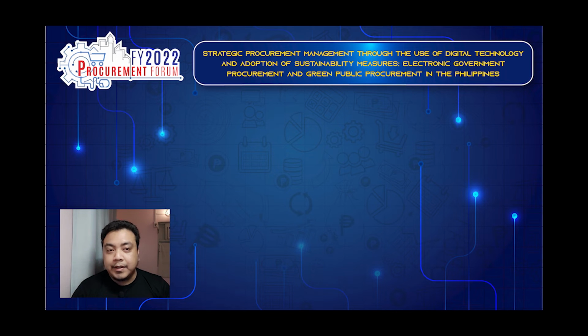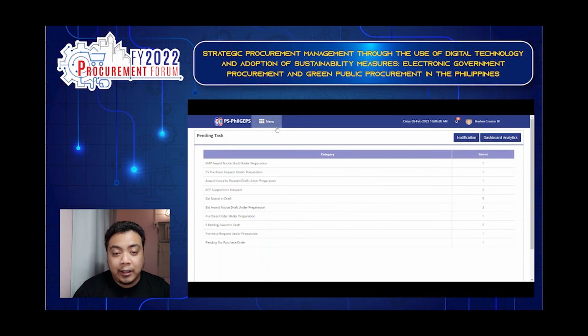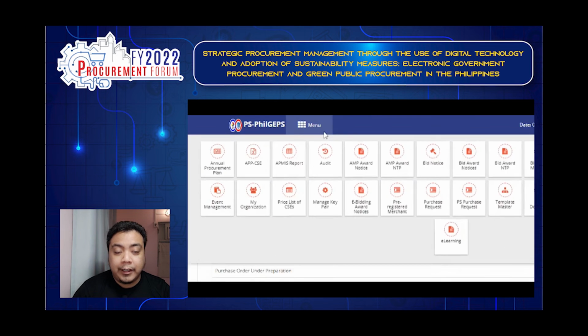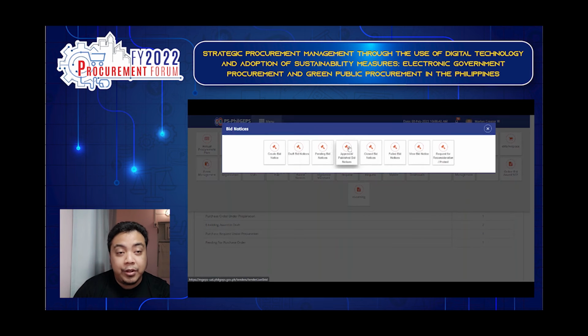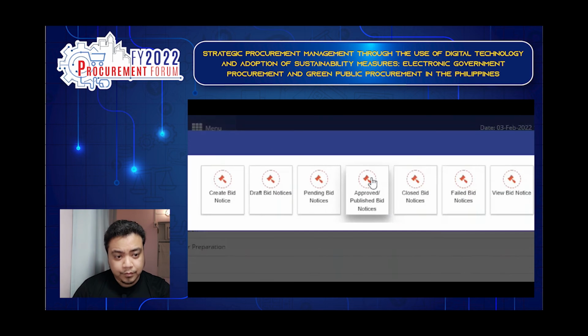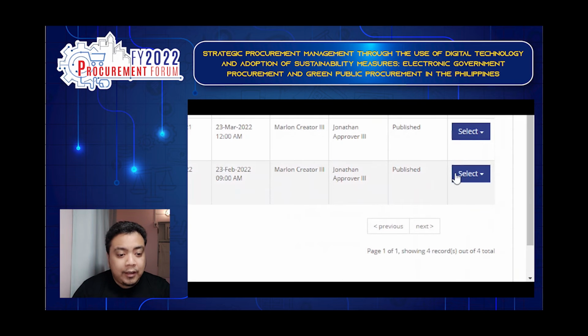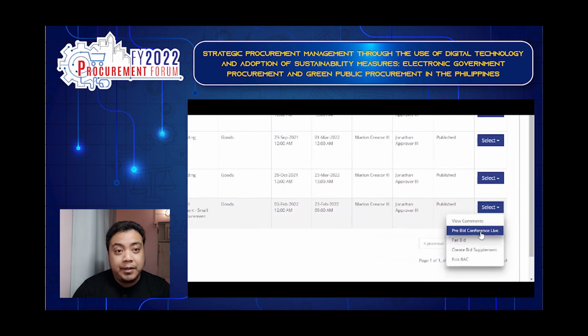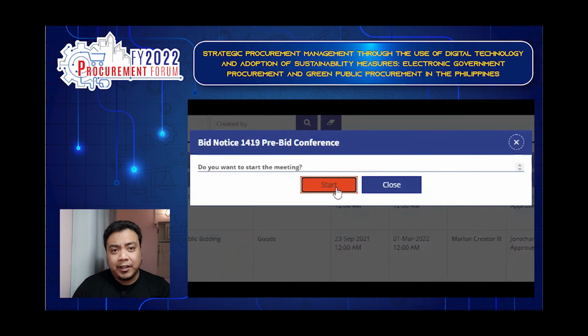So now I will discuss the pre-bid conference module in the modernized PhilGEPS. So first and foremost is we need to initialize the pre-bid conference call. So when the procuring entity log in, click the menu, then click the bid notice, then click the approve publish bid notices, then search the particular bid notice, then click the select button, then click the pre-bid conference live, then click the start button.